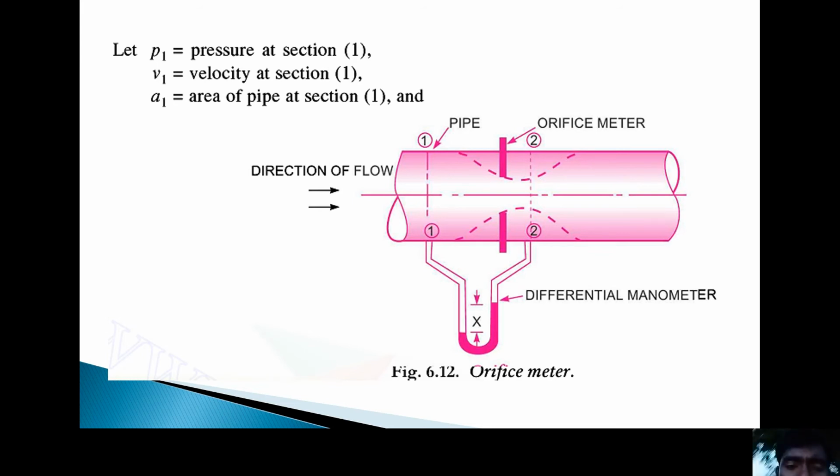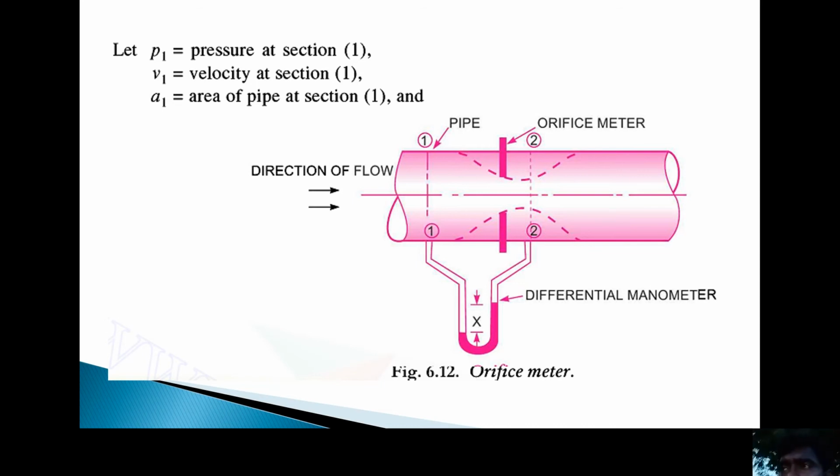Okay, let P1 is the pressure at section 1. V1 is the velocity at section 1. A1 is the area of pipe at section 1. Direction of flow, the water is flowing into the pipe. Next, the water flow is reduced in the orifice section. Next, the water is coming out from the pipe. Both sides pipe diameter is same and the orifice diameter is different.